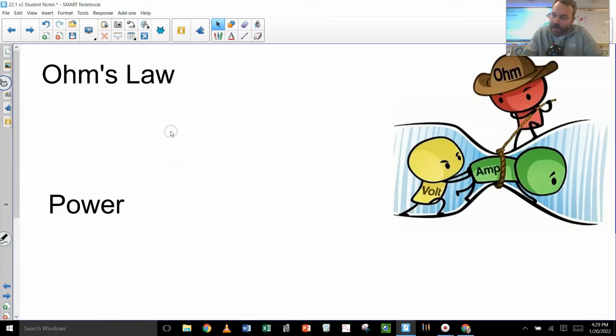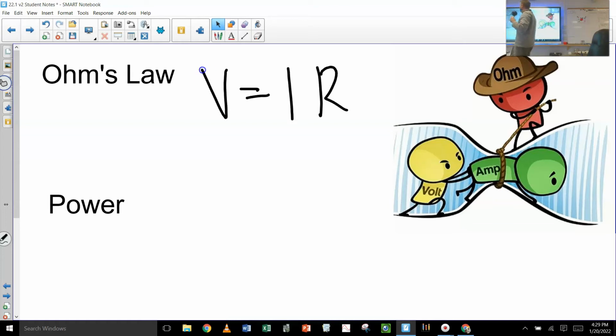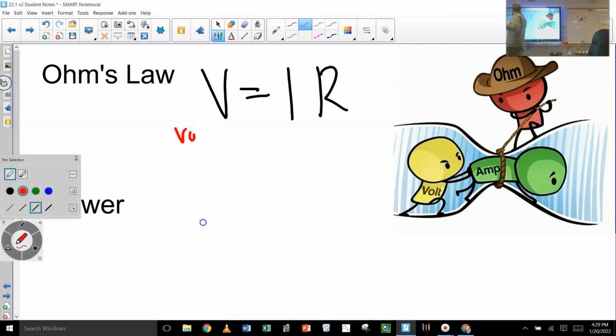Next, Ohm's law. This picture right here is a really good representation of what Ohm's law is. It's simply written as V equals IR, where V stands for voltage, I stands for current, and R stands for resistance.